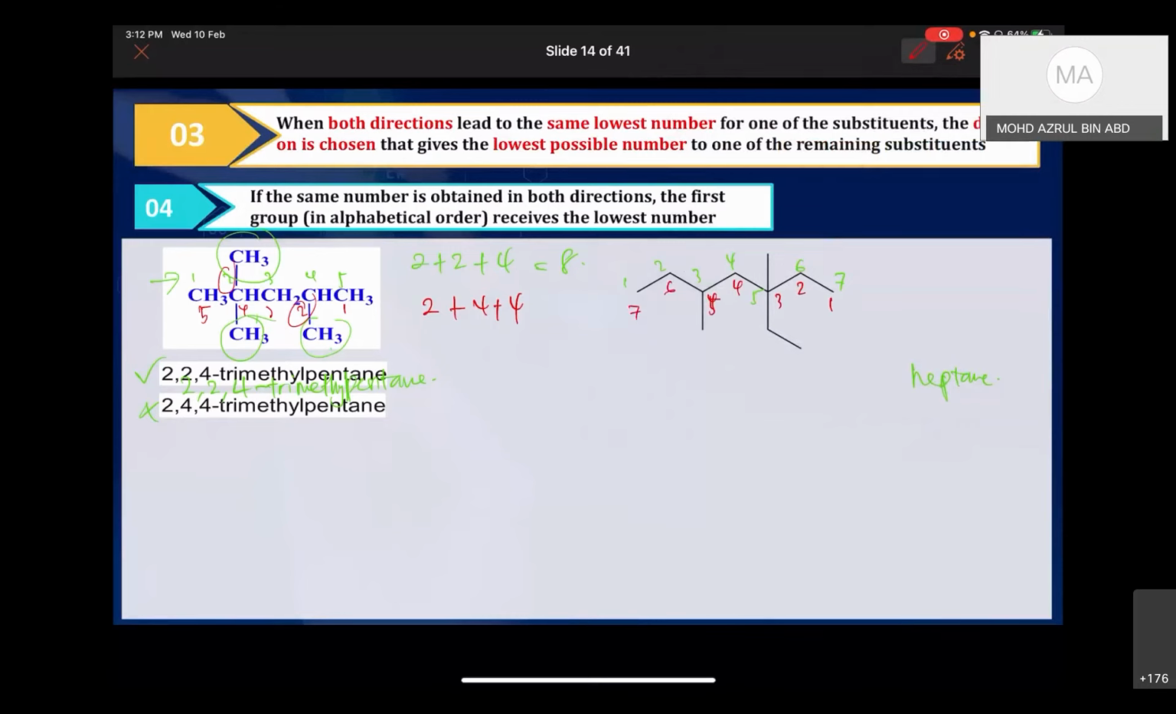So which one should I follow, the green one or the yellow one? The green one or the red one? Green or red?